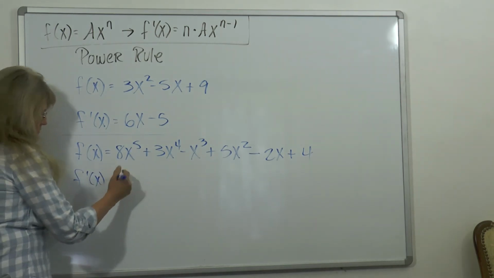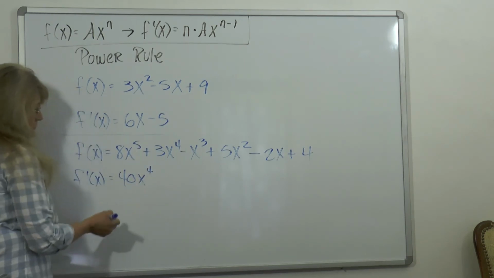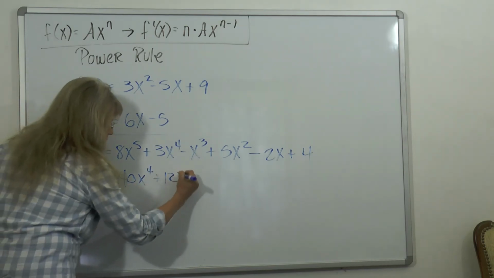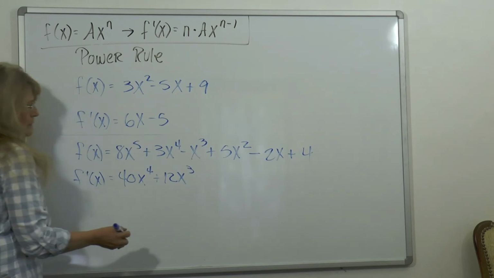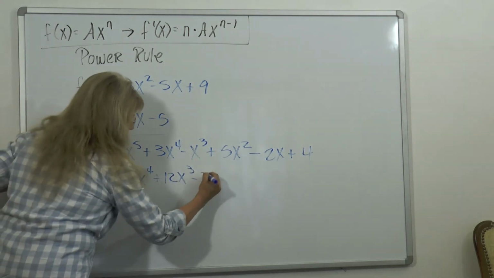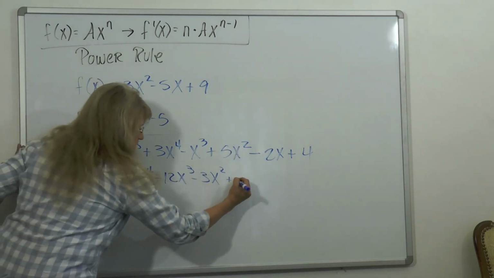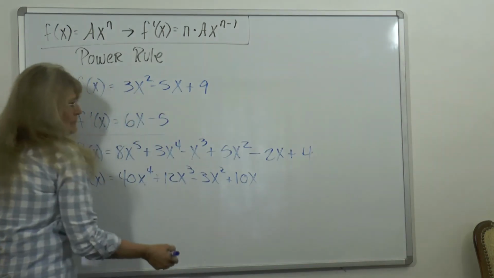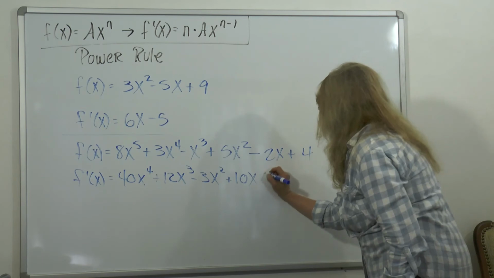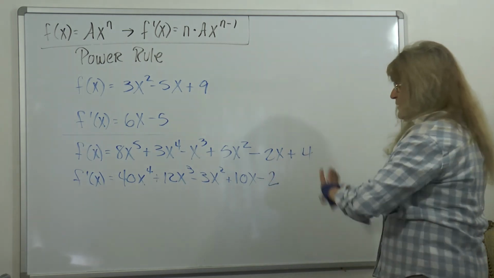So this guy, 5 times 8 is 40, so that's 40x, and 5 minus 1 is 4. Then we do this one, 4 times 3 is 12, and we subtract 1. Like always, be careful with your negative signs. This is going to be minus 3x squared. Then plus 10x. These ones, you'll eventually get used to it, you'll get the hang of it. This one is just going to be negative 2, and the derivative of a constant is 0, so that's just gone.